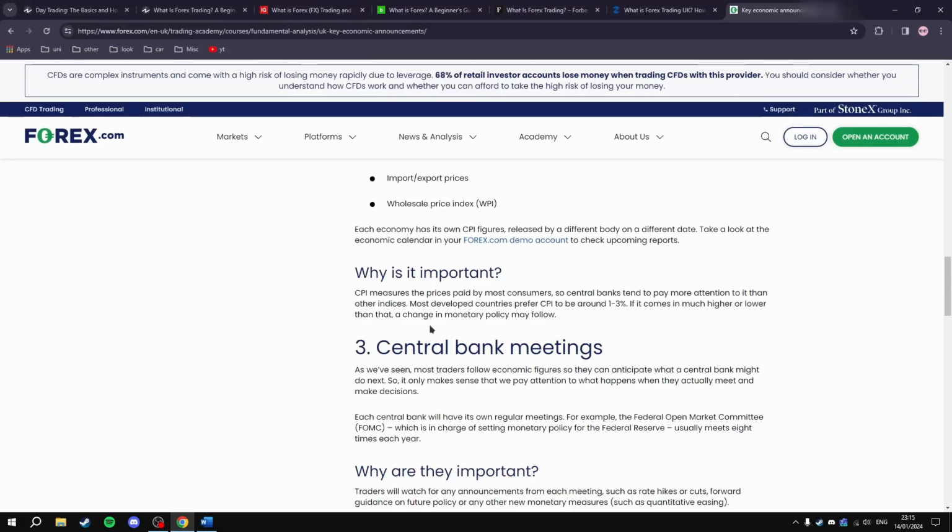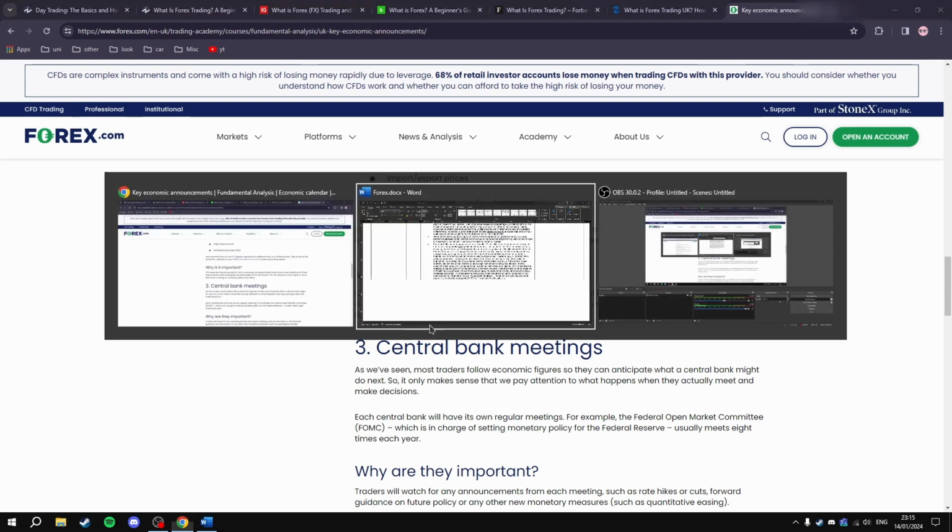Most developed countries prefer CPI to be around 1 to 3%.